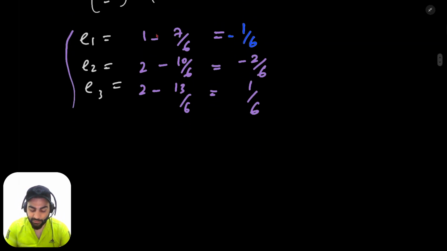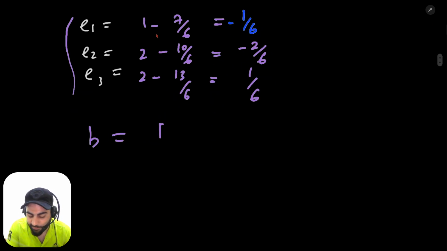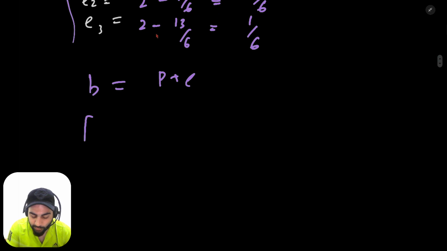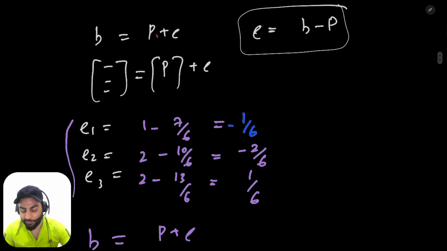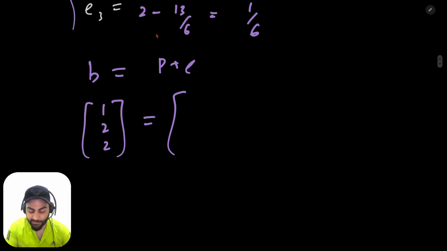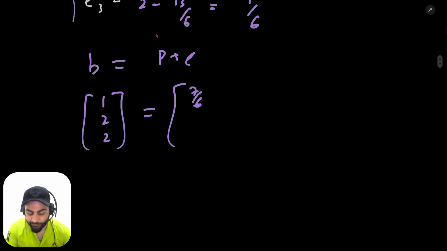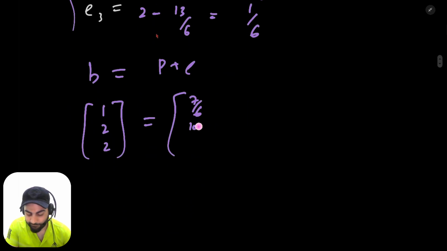Now we have two things. We had this initial B that was equal to P plus E. So this B initially was 1, 2, 2, if you see that. The projections of this B onto that line, y is equal to mx plus c, that was 7 by 6, 10 by 6, and 13 by 6.